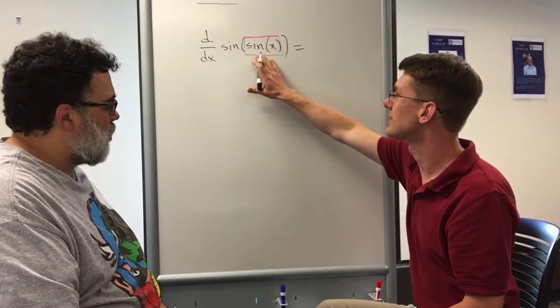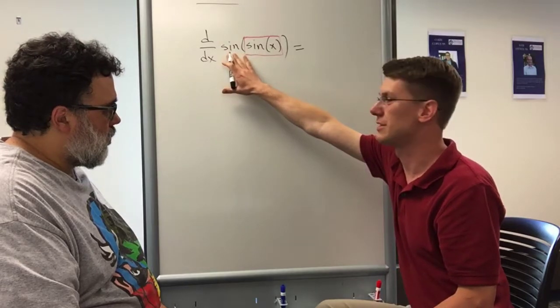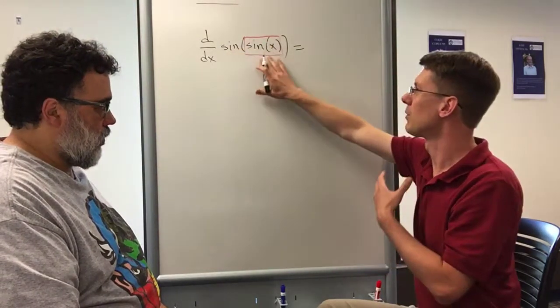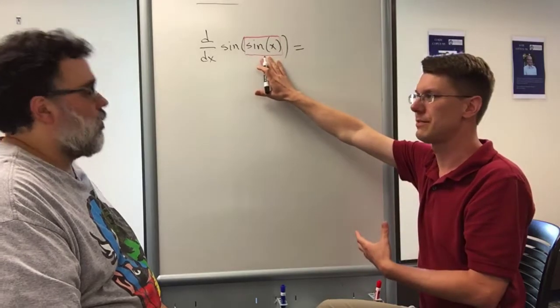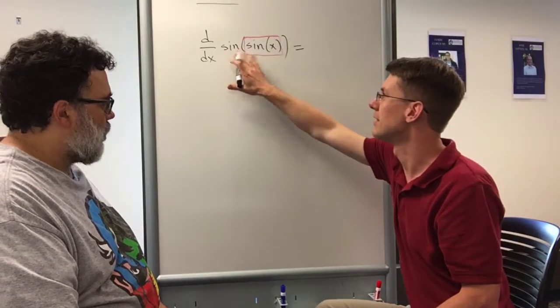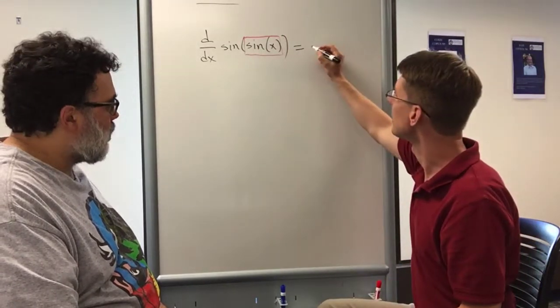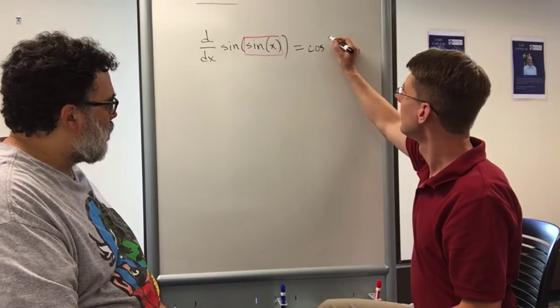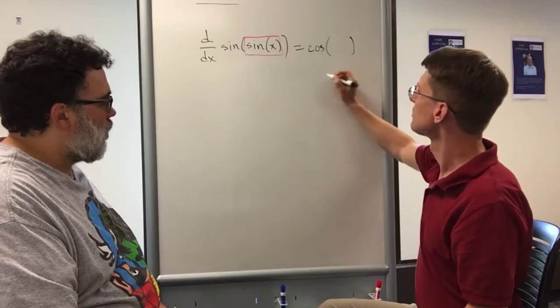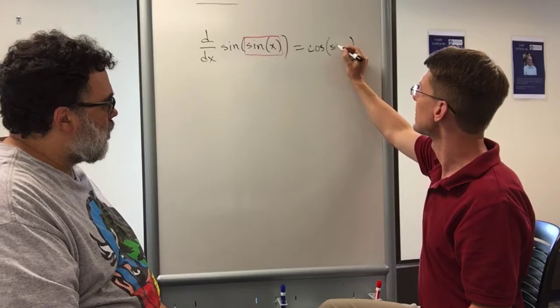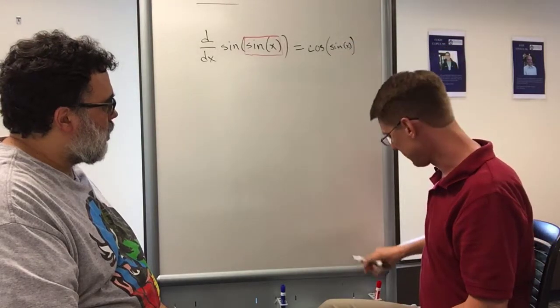I know the chain rule says take the derivative of the outside function, and whatever's on the inside doesn't change. So I'm just saying, how does the outermost function, it's doing something, how does it change? Well, I know how sine changes, it's cosine of whatever was there. And I'm still not even looking at that. It's still the same thing.